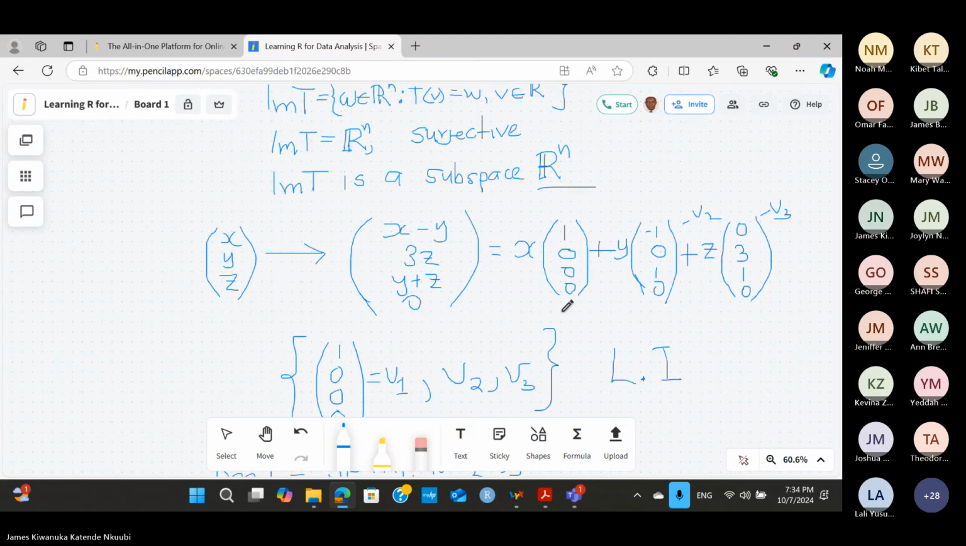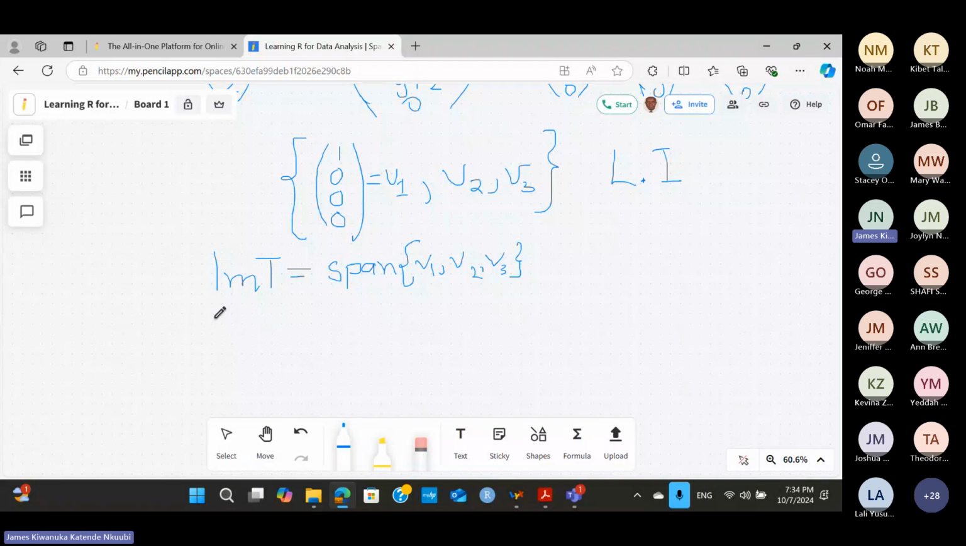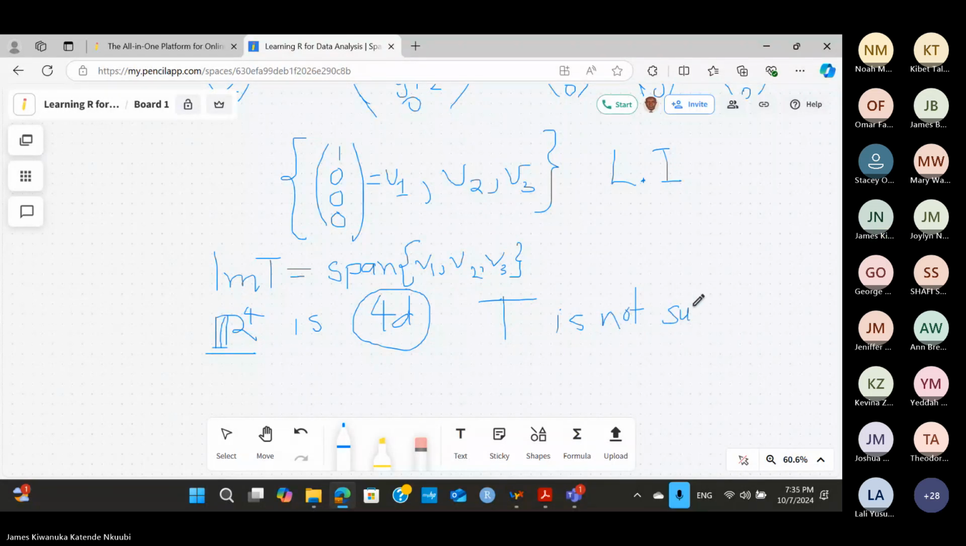I know very well the images are in R4, which is a 4-dimensional space. Three vectors cannot span the whole of the 4-dimensional space. I need a total of 4 linearly independent vectors to span the whole of R4. So what does that mean? My map is not surjective, because the image cannot be the whole of R4. So T is not surjective. Are we together up to that point?